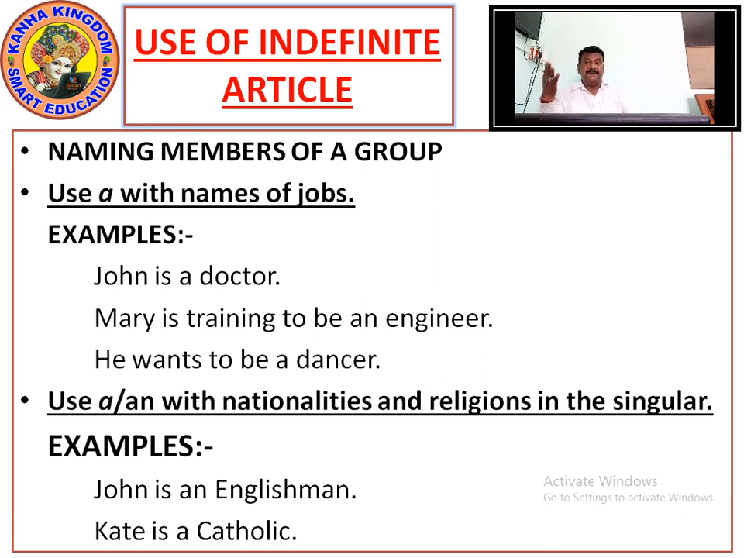Now use a with nationalities and a religion in singular. John is an Englishman. It talks about nationality. Kate is Catholic. This talks about religion. So now we have seen the names of jobs: a doctor, an engineer, a dancer. Here in the nationality and religion, we have seen an Englishman, a Catholic. That is how the indefinite articles a and an are used at their place.